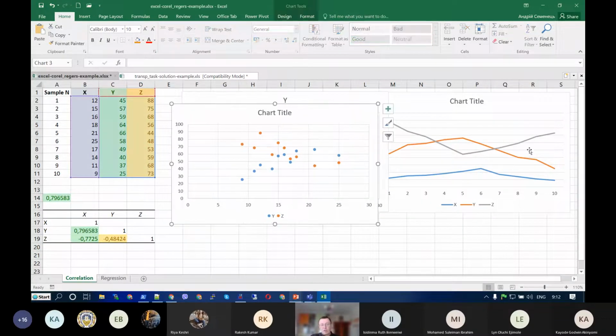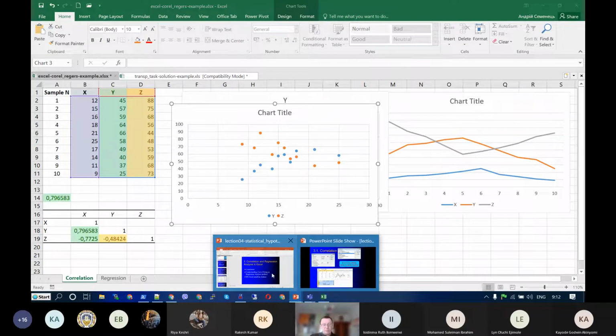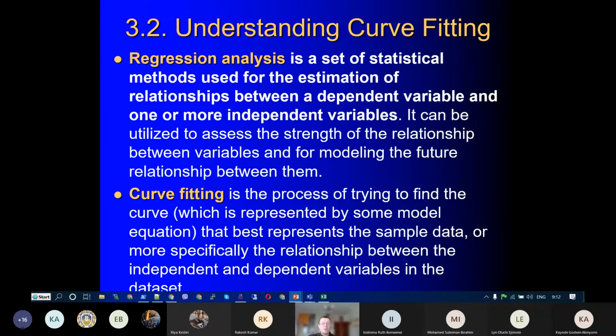And actually our chart, it's easy to determine where we have positive and negative correlation. It's pretty visible. Okay, let's move into the next analysis and switch to regression analysis.